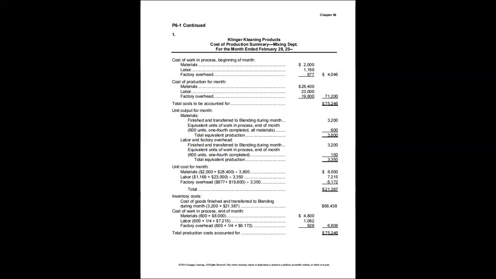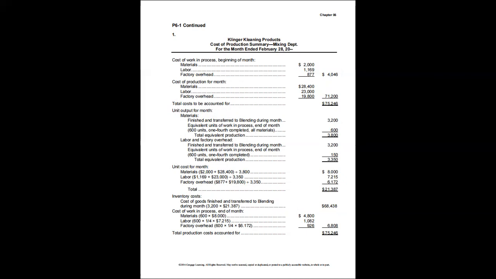So if you have now the total units accounted for of 3,800 units. Now we have our equivalent production for materials finished and transferred to the blending department here, 3,200, which units are received by the blending department. So our mixing department now with the cost in February, no?